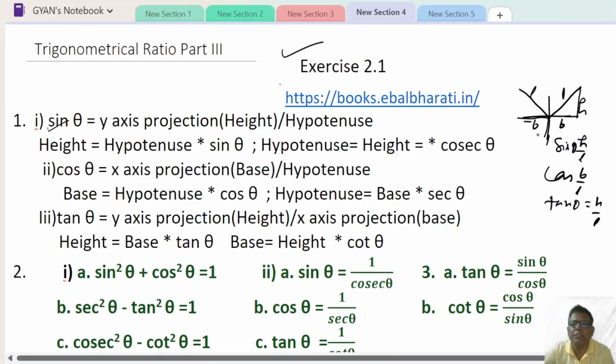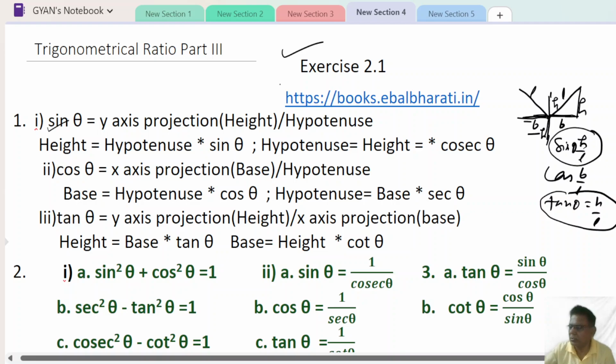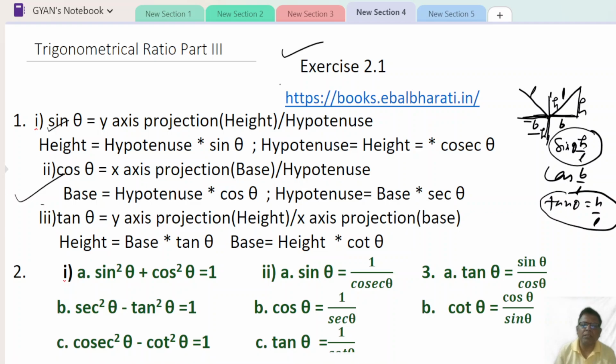Wherever it rotates, L will always be positive, only B or H can be negative. Here H is positive and B is negative. Here H and B are both negative. Here B is positive and H is negative. So accordingly, the signs of sine, cos, tan and the other three will vary. This is the formula that I have already taught in the earlier section.